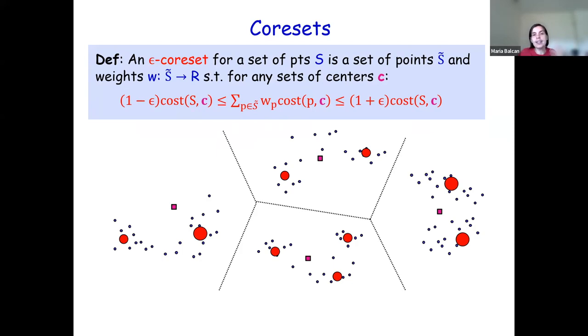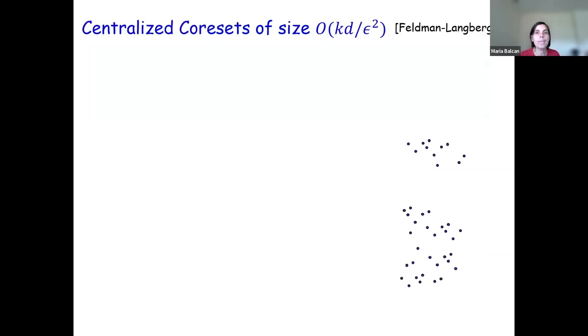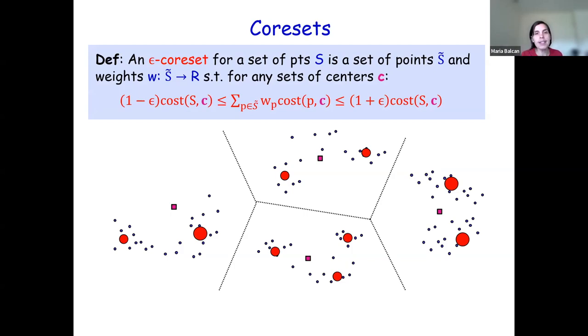And so basically these coresets are, roughly speaking, short summaries of the data that approximate, for every possible clustering, for every possible Voronoi partition, the cost over the data by only using the cost of the coreset. And that's a technique we can then use.